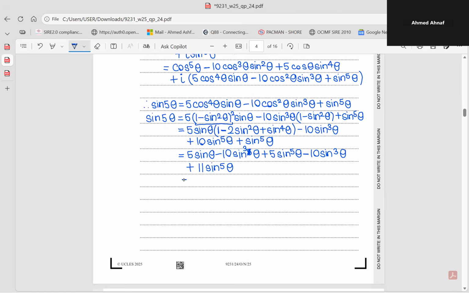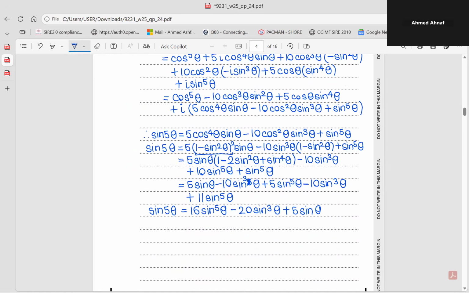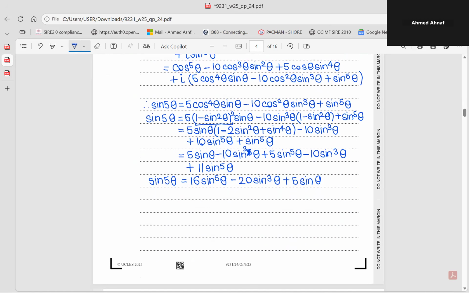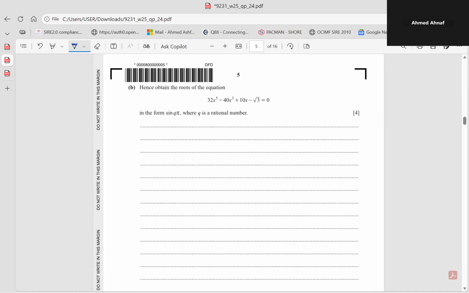Yeah, okay, so let's group all the sine to the power 5 theta terms first. So you get 16 sine to the power of 5 theta minus 20 sine cube theta plus 5 sine theta. So this is what sine 5 theta is equal to. Yeah, it exactly matches. So yeah, we can write 'shown'. Yeah, and with that, we can head on to the next part.